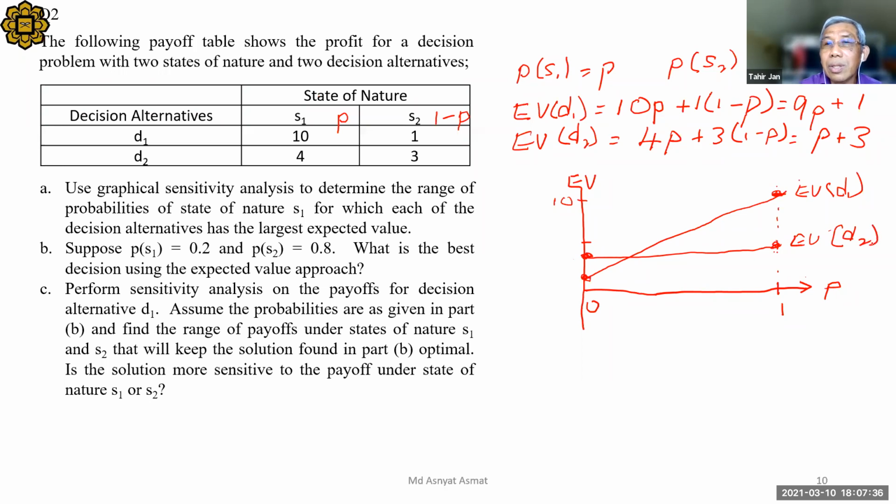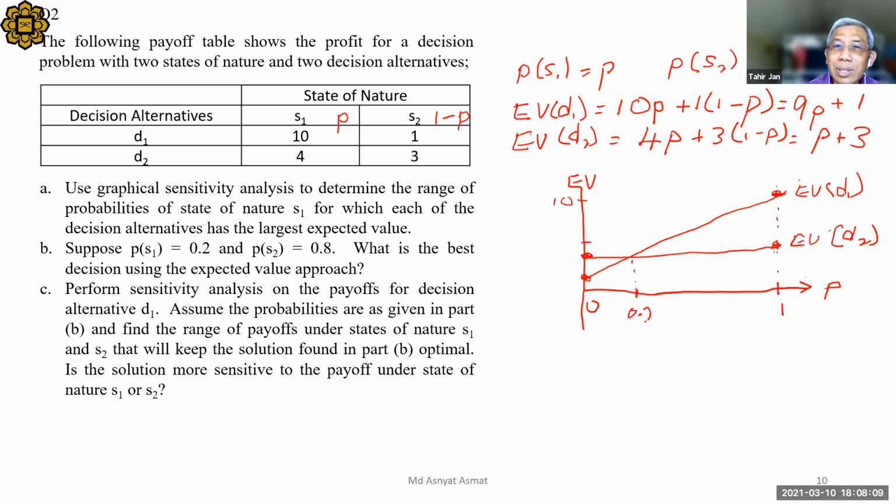D2. Now, from this point to this point, what will be your decision? D2. From here to here, what will be your decision? D1. Now, what is this here? The intersection, we need to find the intersection. You have to find out the value of P at this point. 0.25. Okay, you are done already.